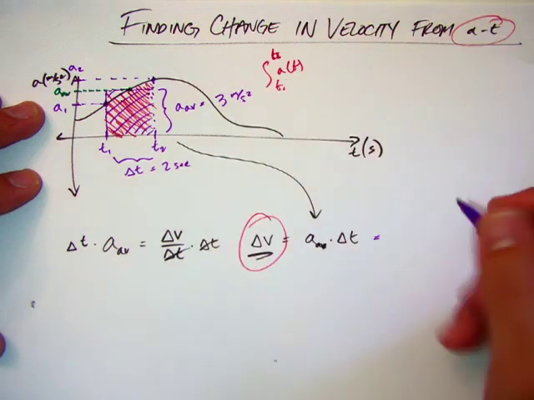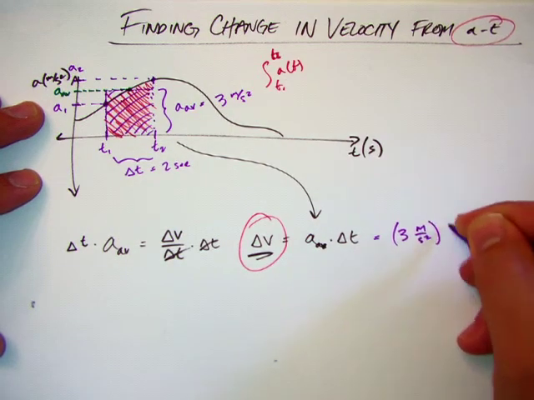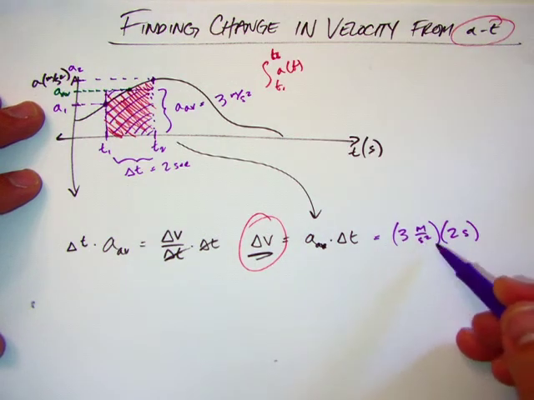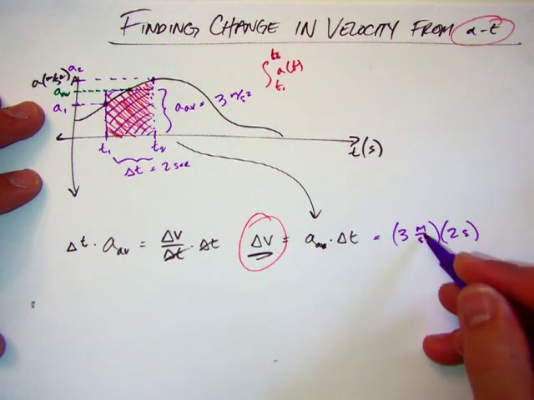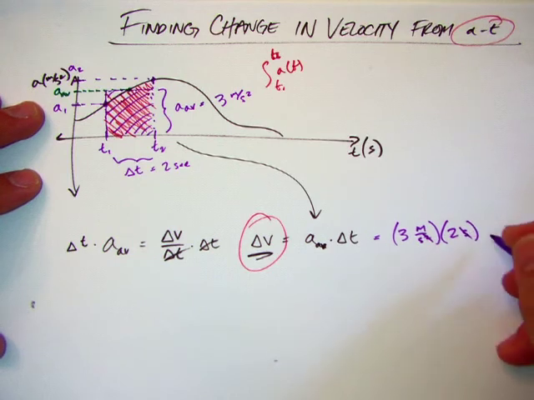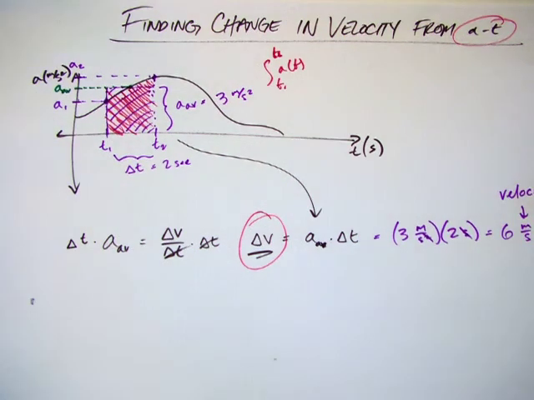So when I solved this out, I had 3 meters per second squared times 2 seconds. I get meters per second squared multiplied by seconds. So one of the squared s's in the denominator cancels with this, and I'm left with 6 meters per second, which are my units, standard SI units for velocity.